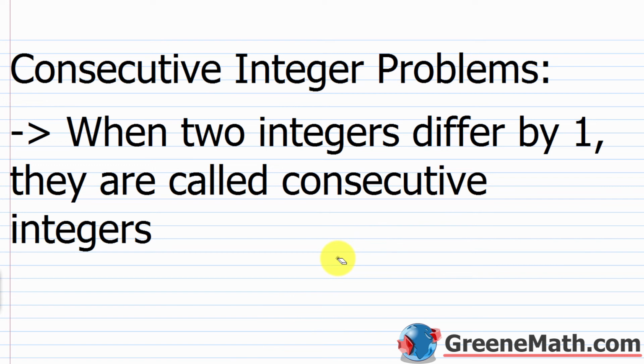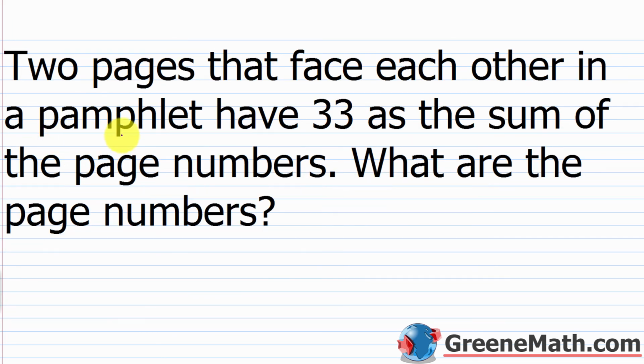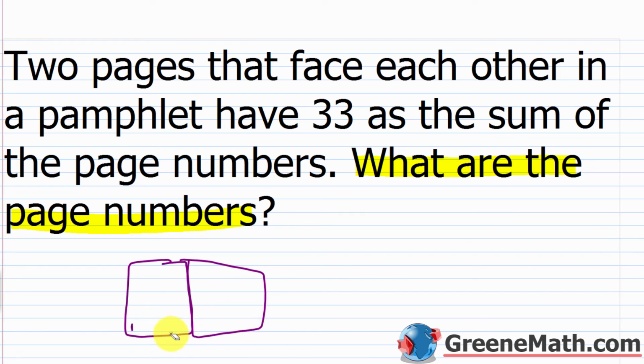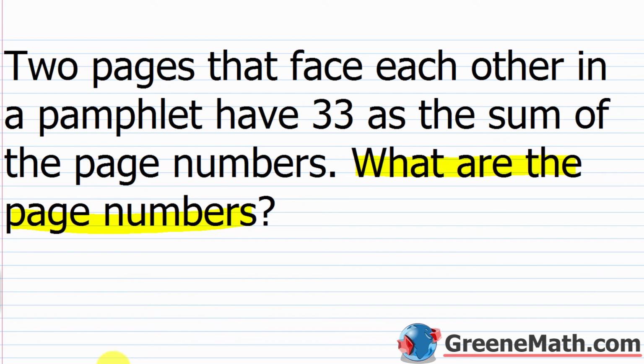So let's take a look at a problem. 2 pages that face each other in a pamphlet have 33 as the sum of the page numbers. What are the page numbers? So we're trying to find what are the page numbers. So this is an example of a consecutive integer problem. If you think about a book or pamphlet, if you have a page here and here, and they face each other, let's say this is 1 and this is 2, or it could be 567 and 568, so on and so forth. So we're trying to find the individual page numbers given that the sum is 33.